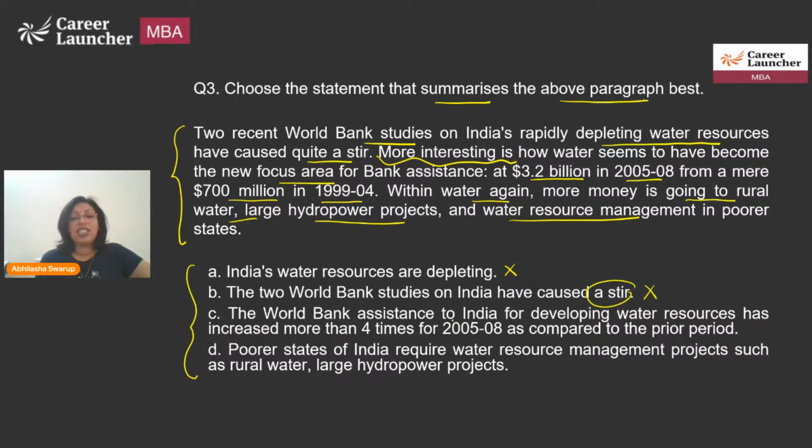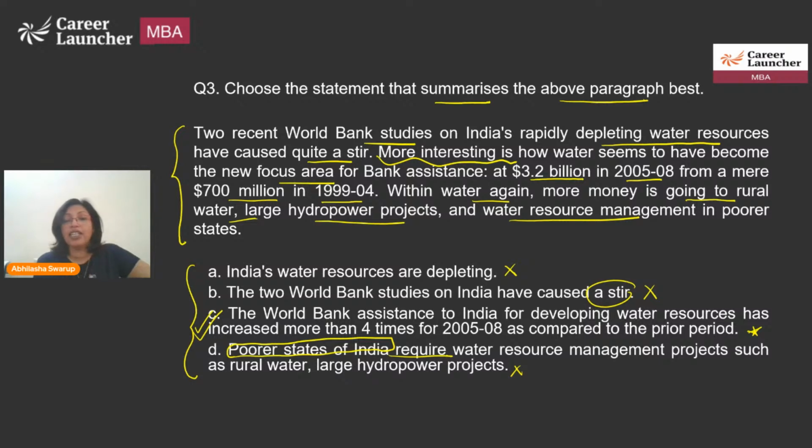The World Bank assistance to India for developing water resources has increased more than four times for 2005-06 as compared to the prior period. Okay, I'll put a star on this. I'll look at other statements. Poorer states of India require water resource management projects, such as they require. Well, the passage was not really about poorer states of India, so not really D. So the best answer here, yes, guys, is option number C.